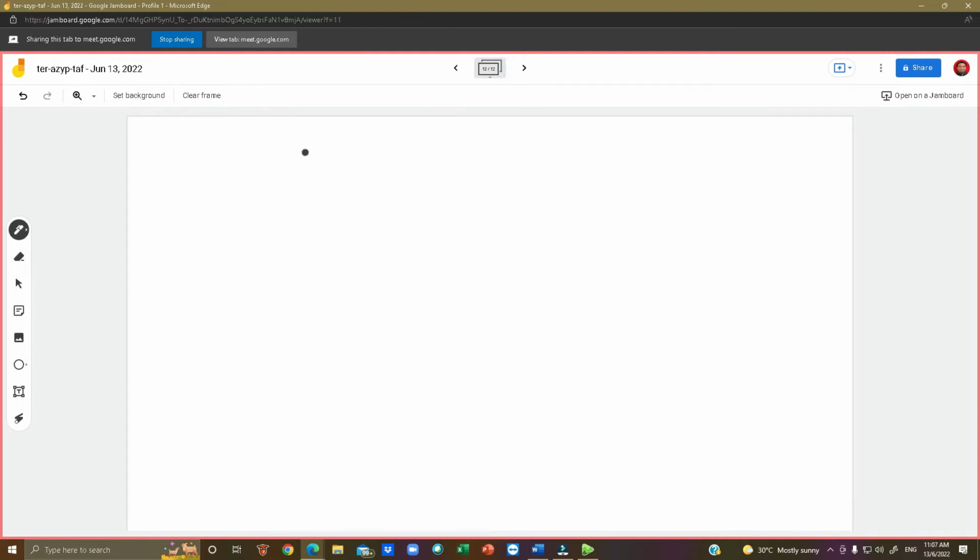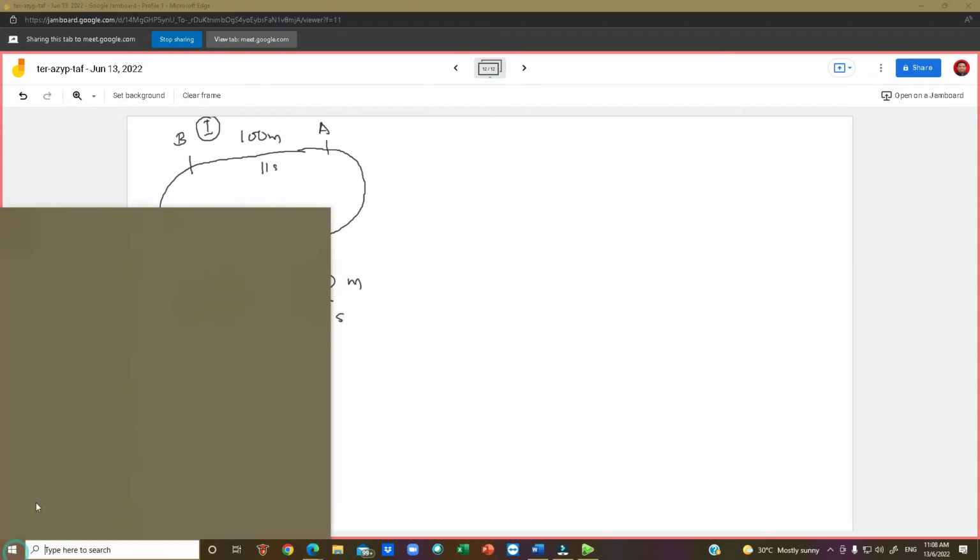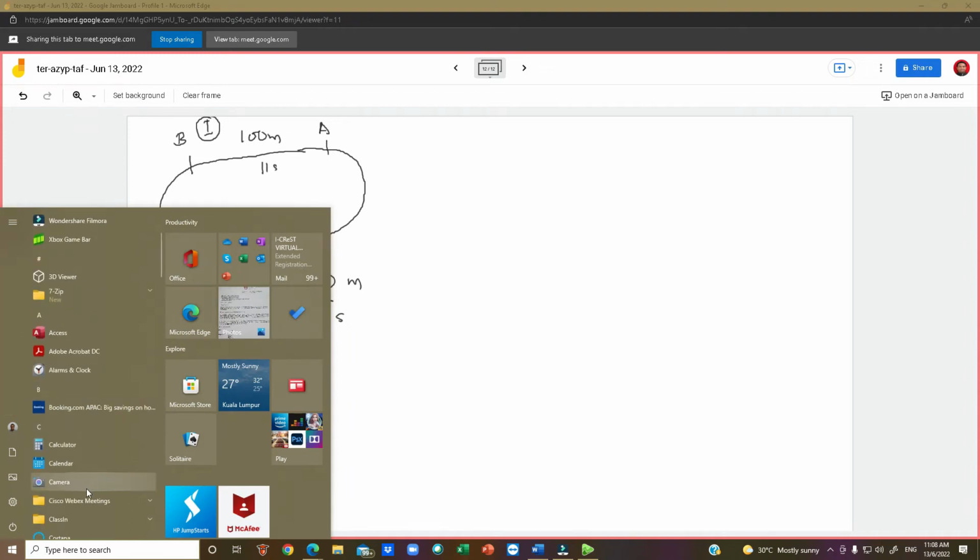So example, we take 400 meter tadi. Okay. Let's say this fella runs from point A to point B. So the distance is 100 meter and the time taken is 11 second. Kita namakan ini sebagai section number 1. Okay. In section 1, the speed, kita namakan dia speed 1 equals 100 meter over 11 second. Ini cara dia. So how fast is the speed?